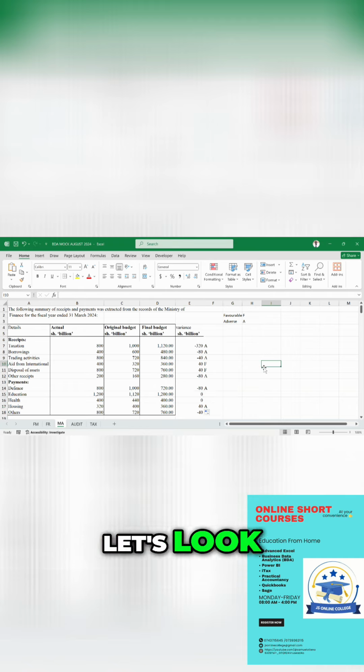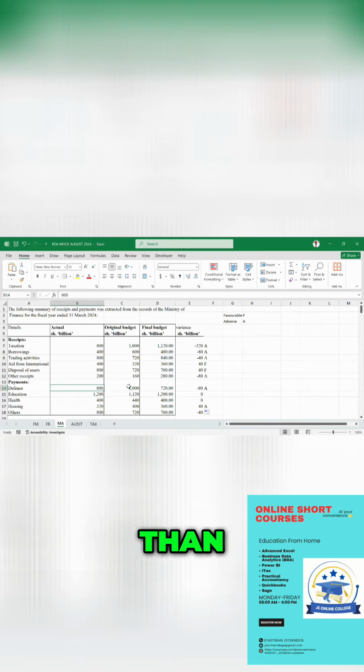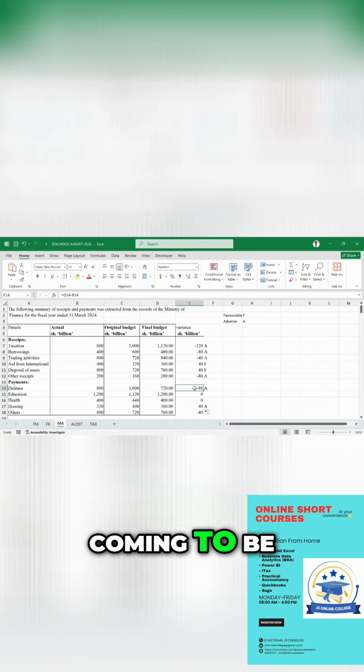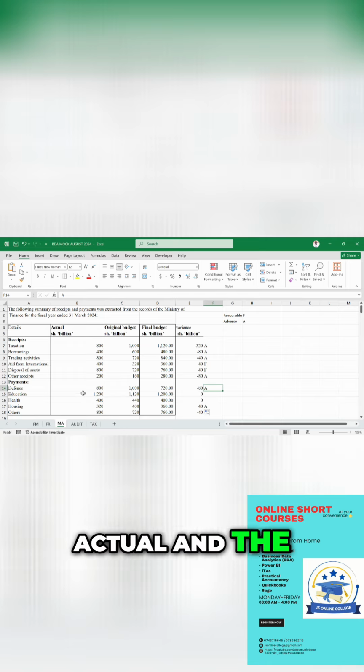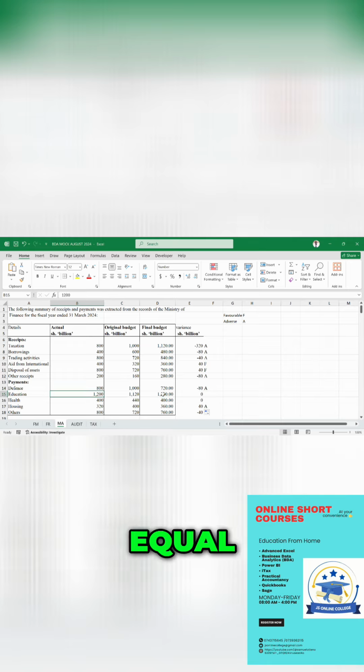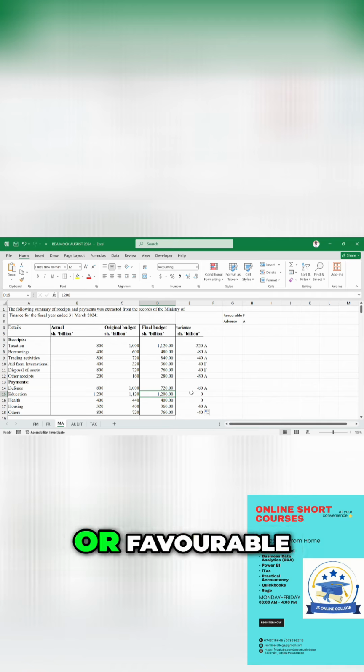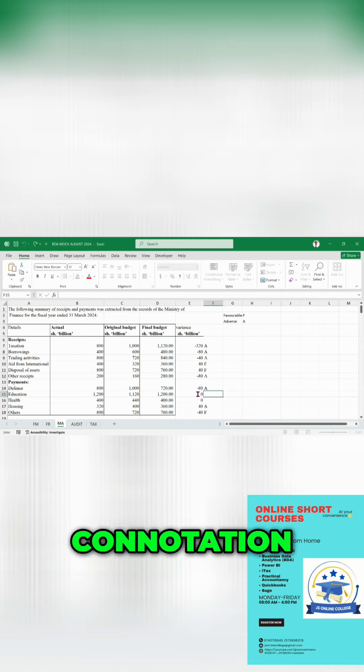Now, let's look at how do we interpret it? The interpretation is very simple. Now we say, if you pay more than what you budgeted, it will be an adverse. So that's why it is coming to be negative 80. So this connotation of adverse is correct. Where the actual and the budgeted amount are the same or are equal, there is no either adverse or favorable. That is an optimal level. So we leave the zeros without any connotation.